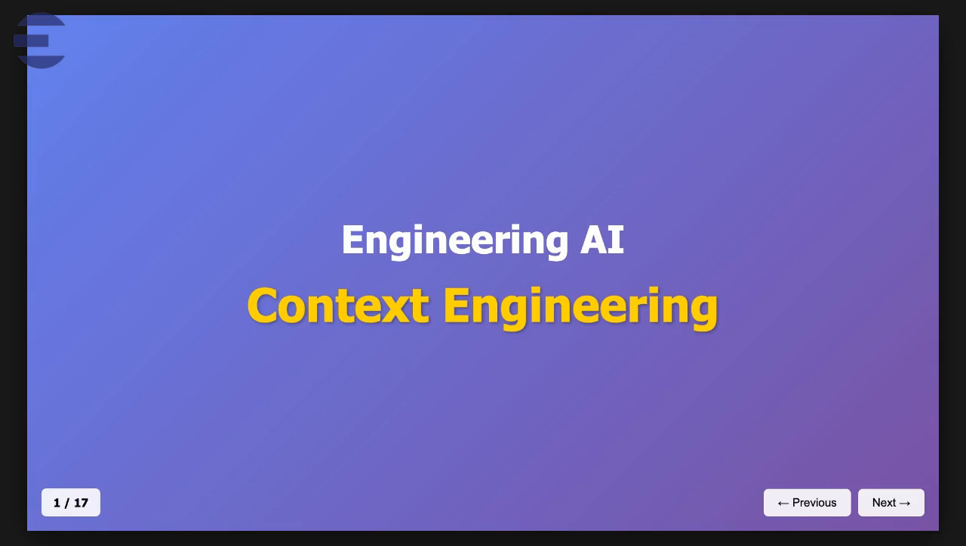If you've ever built an AI application, you know that feeling, right? The demo looks absolutely amazing, but then you get it out into the real world and it can be, well, frustratingly unreliable. Today, we're going to break down exactly why that happens and dig into a discipline called context engineering. It's the key to building AI that's not just clever, but actually dependable.